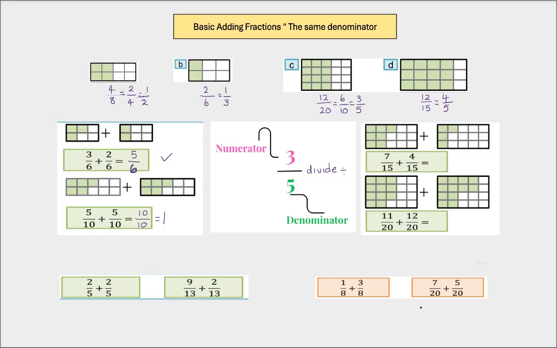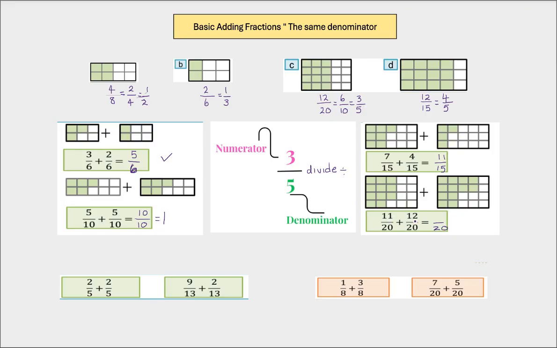Same again up here, denoted in squares. Sorry, my pen's playing up. Right, okay, so we've got 7/15 plus 4/15. Denominator stays the same because it's the same, 15. 7 plus 4, nice and easy, is 11. So the answer is 11/15, and it can't be simplified. There's no number that goes into both of those.